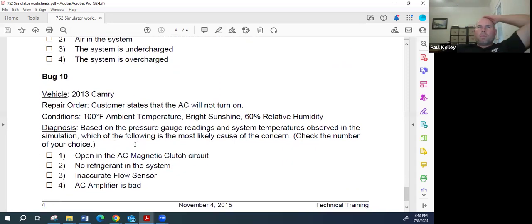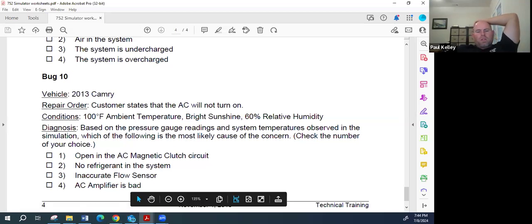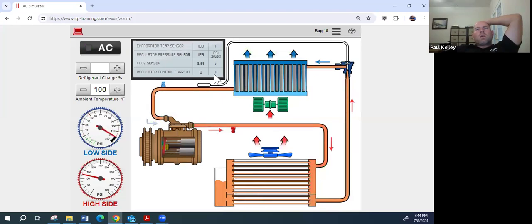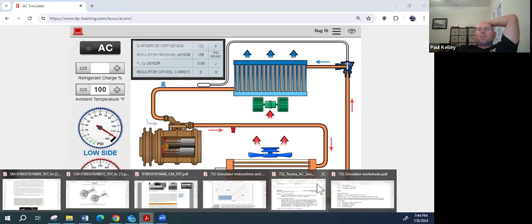10, this one gets a lot of people, by the way. 13 Camry, customer states AC won't turn on, 100 degrees, and 60% humidity. It's a little humid for my personal taste. So here we go for bug number 10. Already checking the static, you know, there's a clue there. Looks like it's 100, it's 20. I'd say, can we eliminate anything on 10?